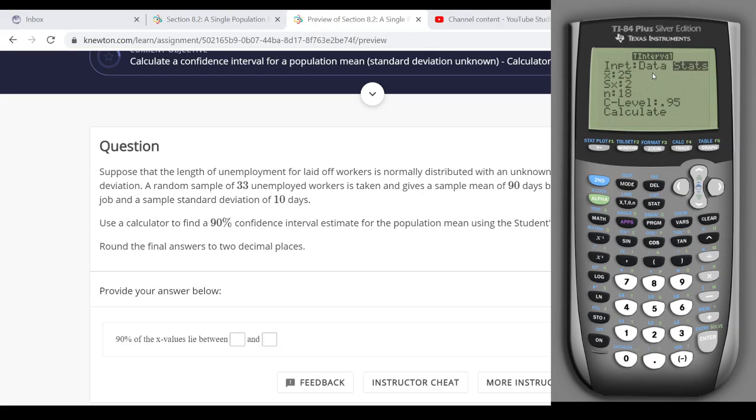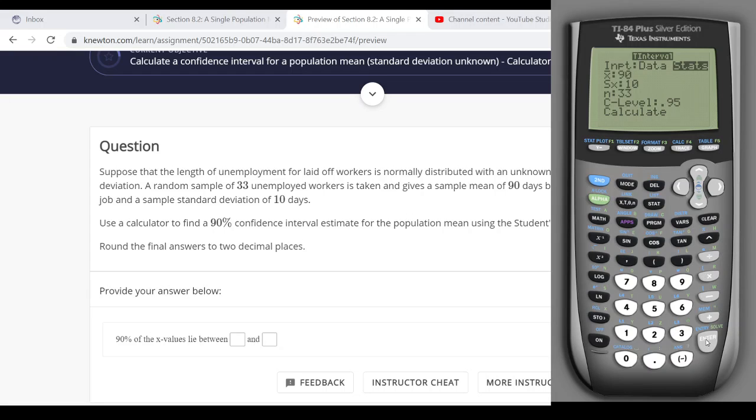Now it's going to ask you, do you have a list of data or just statistics? Looking at the problem, they didn't give me a list of data. They didn't give me all 33 of those workers' unemployment lengths. So they just gave me stats. It's flashing on stats right now, and then you just go below and enter the appropriate information. What was x bar, the mean for that sample? It was 90 days. What was Sx, the sample standard deviation? That was 10 days. What was n, the sample size? There were 33 workers.